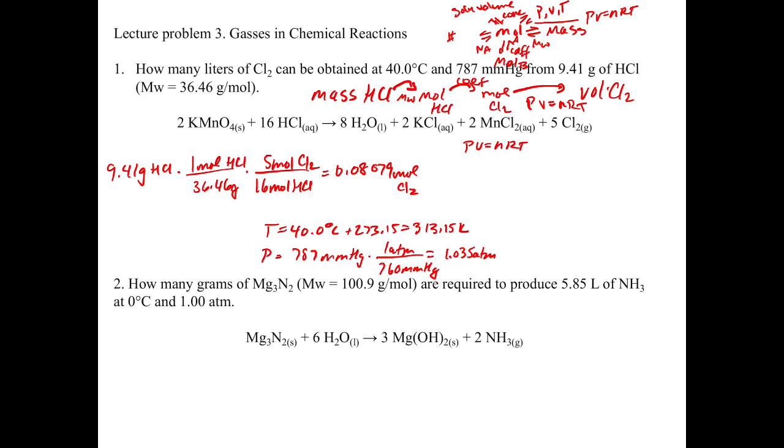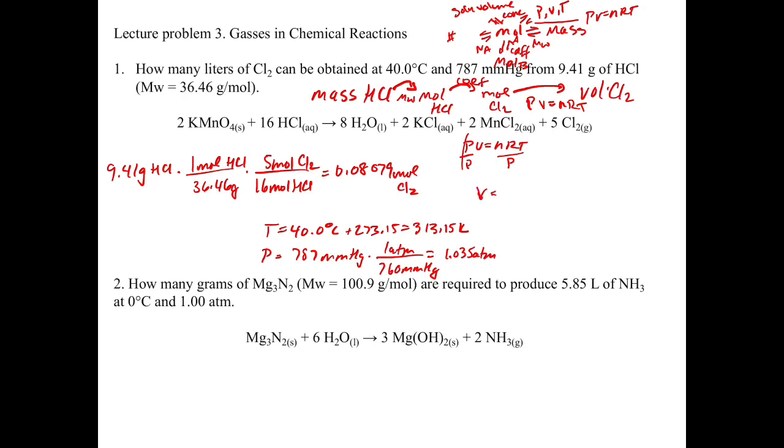And so then we have everything we need in order to solve PV equals nRT. So I like to get the variable I'm solving for all by itself. So in this case, volume is equal to the number of moles times the gas constant times the temperature divided by pressure. I do that by dividing both sides by P.